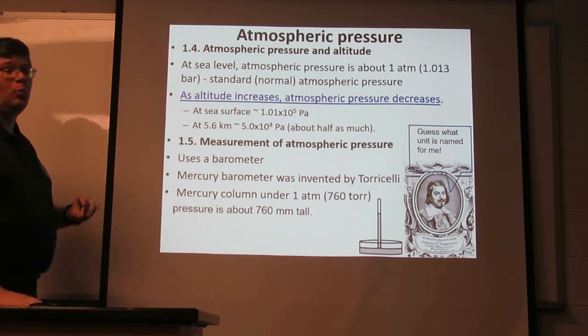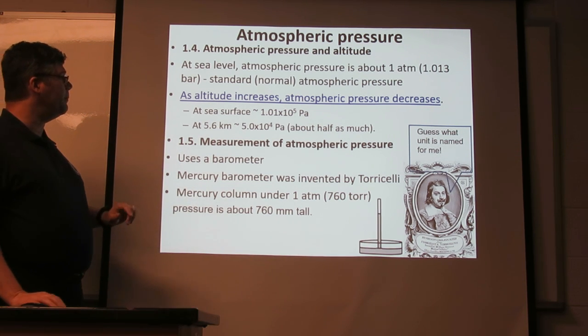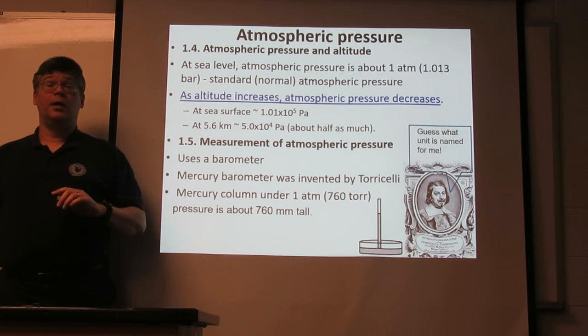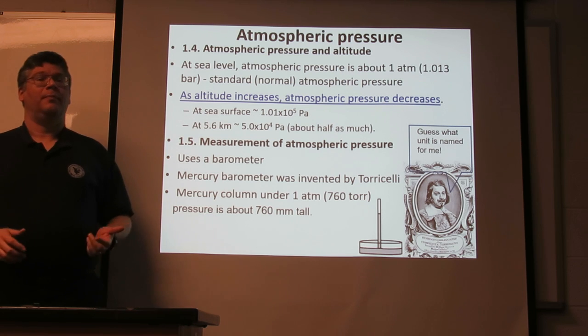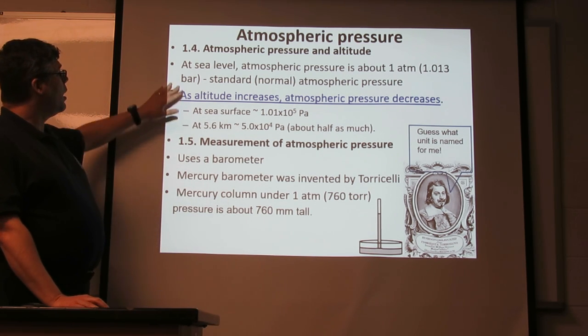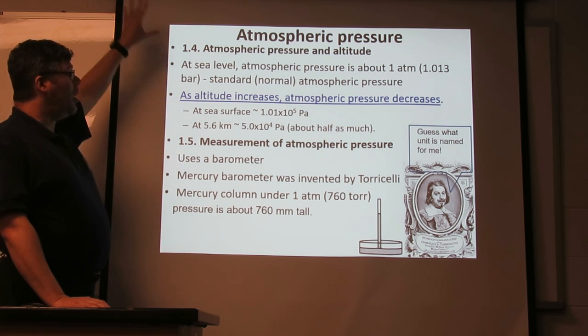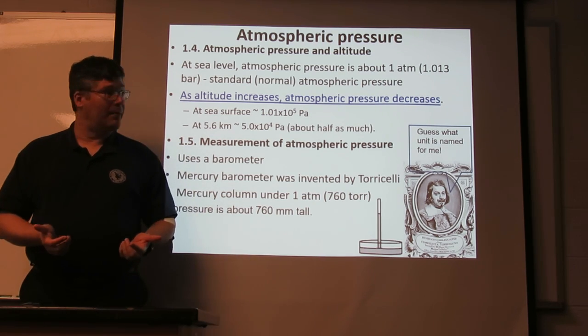Pattern with altitude. We looked at this a little bit way back with the first lab. I've mentioned it from time to time since then. At sea level, the pressure is about 1 atmosphere. An atmosphere is defined as your average sea level pressure, a little bit over 1 bar. As you go up, the atmospheric pressure goes down.